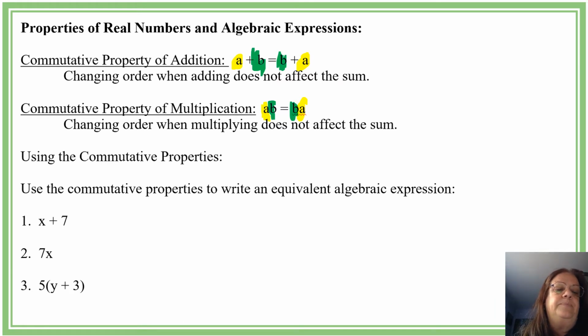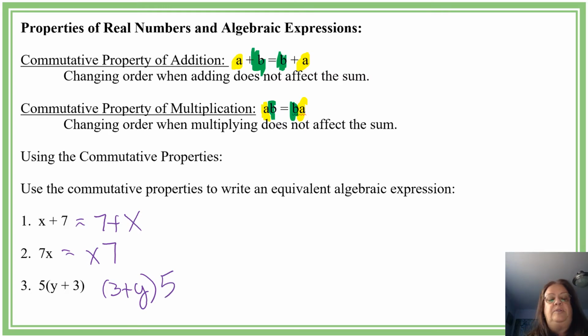All right, using the commutative property. So this is just, we don't have to solve anything. We don't have to evaluate anything. We're just going to commute 7 plus x, and x times 7. This we can do both. So we're going to flip the 3 and the y, and we're moving the 5 to the back. So we did two. We did both the addition and the multiplication.